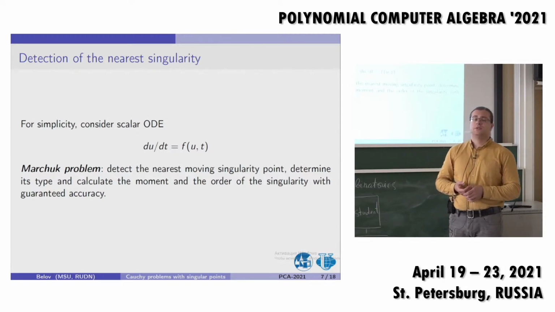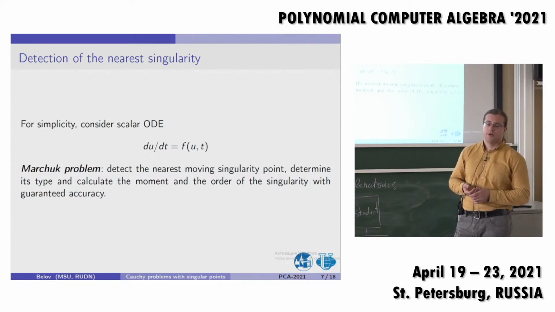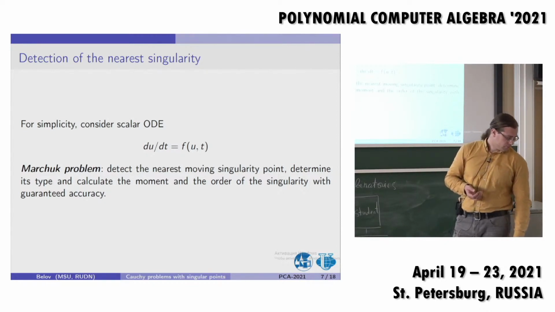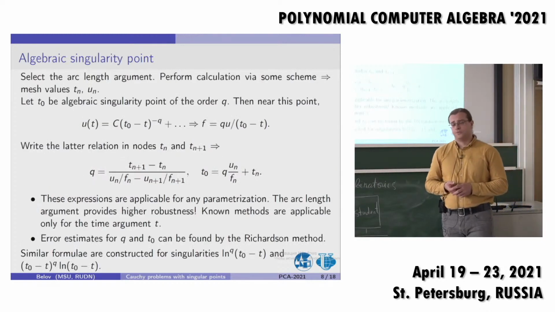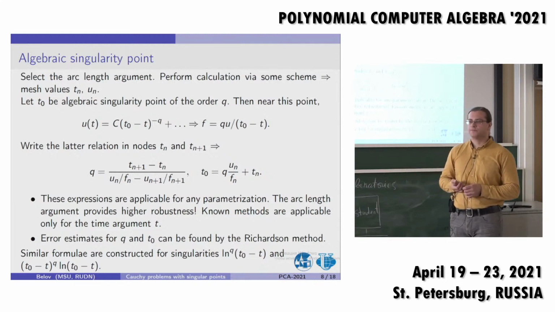The first problem is detection of the nearest singularity in the solution of an ODE. The Marchuk problem is stated as follows. We need to detect the nearest singularity, to determine its type, and to calculate the parameters of the singularity with a posteriori accuracy estimates. Now, the proposed approach. Firstly, let us select the arc length argument as the integration argument. Let us perform calculations via some scheme and obtain the solutions T and U in the nodes.